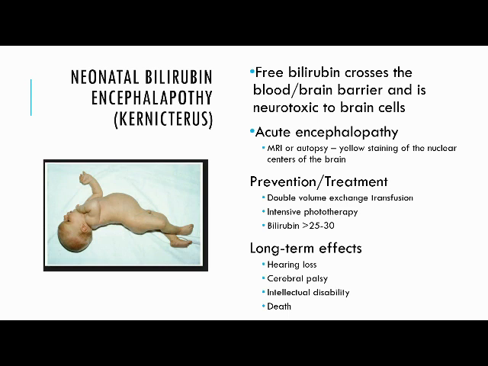Acute encephalopathy, we used to not really be able to diagnose this except with autopsy and call it kernicterus, but now we do have some MRIs that are able to see the yellow staining in the nuclear centers of the brain, so we can sort of call it what it is. So we prevent this by not letting the bili get too high, by initiating phototherapy, intensive phototherapy if we need to. We don't let the bilis exceed 25 or 30. We do double volume exchange transfusions. So we treat babies before they reach this threshold. We don't even let them get close usually.